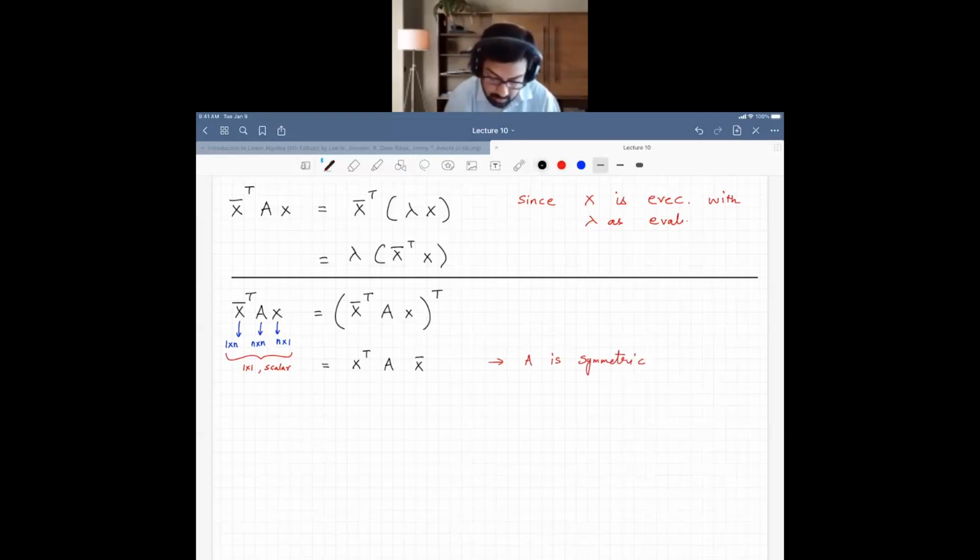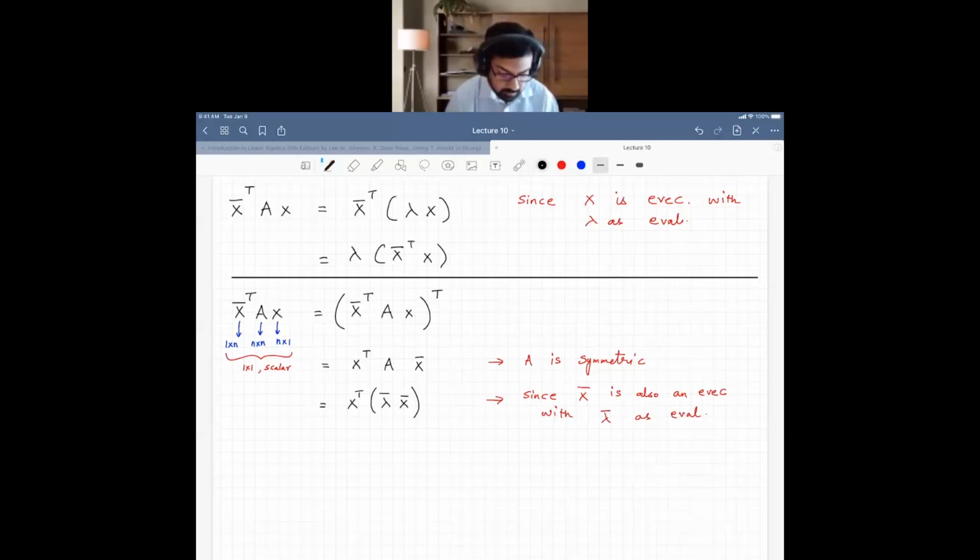The reason here is A is symmetric. Next, for this A x conjugate, I can write that as what? x transpose as is. A x conjugate is going to be lambda conjugate x conjugate. Why? Because we have already seen that eigenvalues and eigenvectors will appear in complex conjugate pairs. So for A x conjugate, I'm writing lambda conjugate x conjugate. The reason over here is that x conjugate is also an eigenvector with lambda conjugate as eigenvalue.